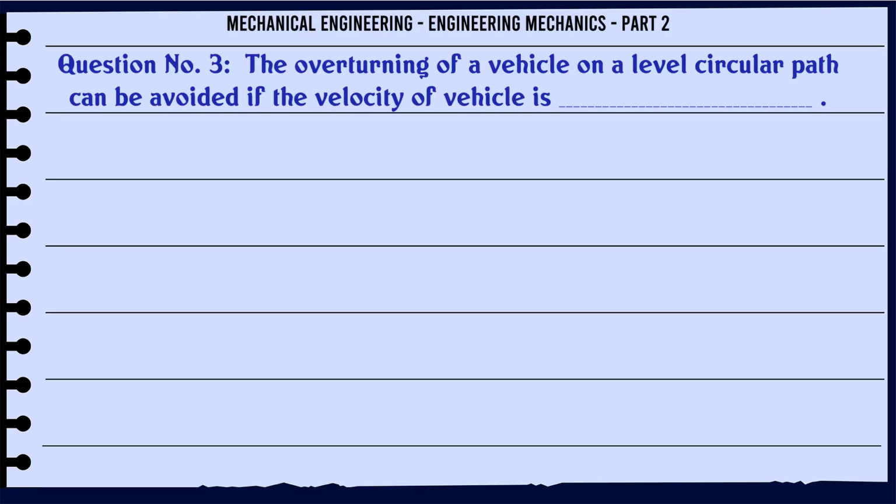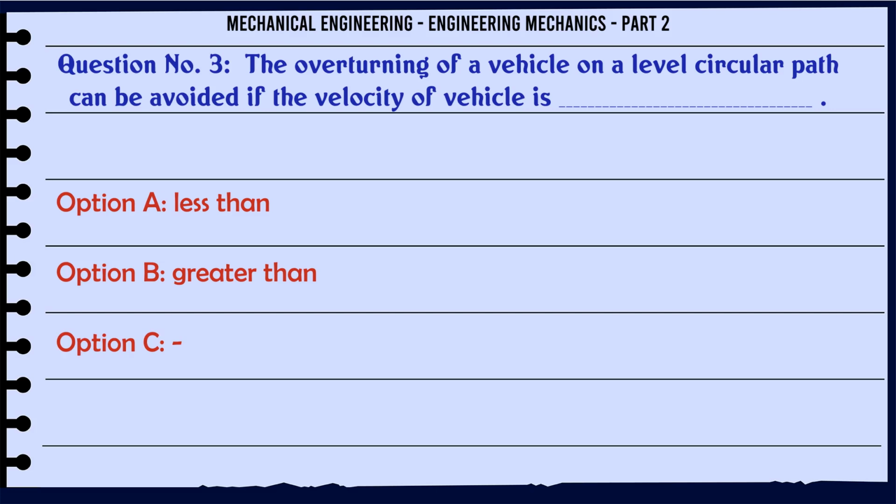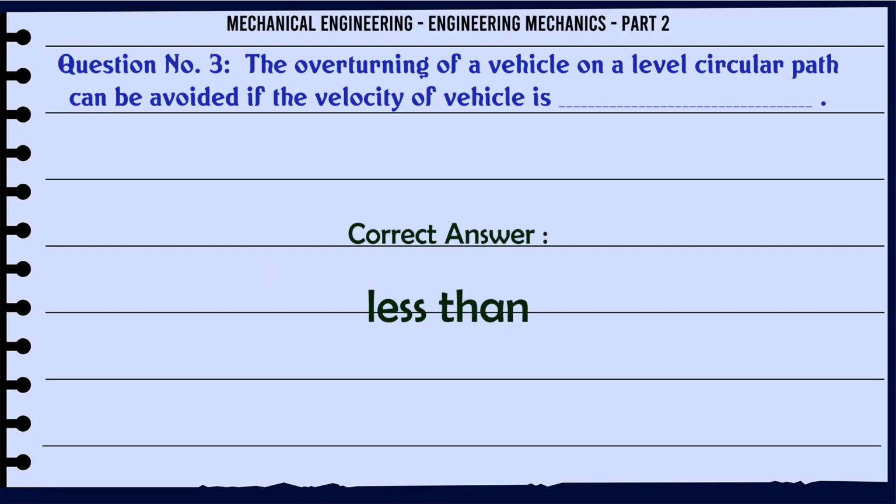The overturning of a vehicle on a level circular path can be avoided if the velocity of vehicle is A. less than, B. greater than. The correct answer is less than.